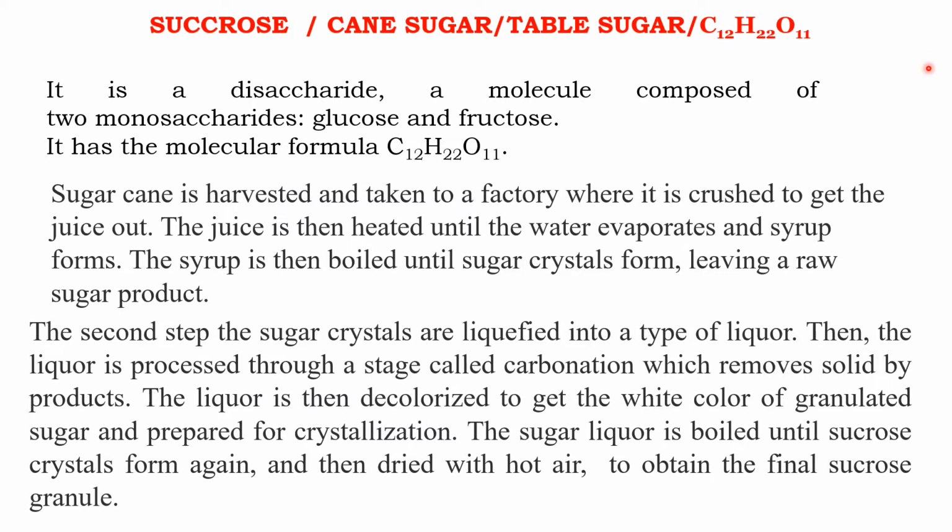See, sucrose will give you glucose and fructose. The molecular formula of glucose is C6H12O6, while the molecular formula of fructose is also C6H12O6. So when we add the molecular formulas of glucose and fructose, we should get C12H24O12. But we are getting C12H22O11. That means when glucose and fructose combine to form a sucrose molecule, one water molecule is eliminated, a difference of H2O.